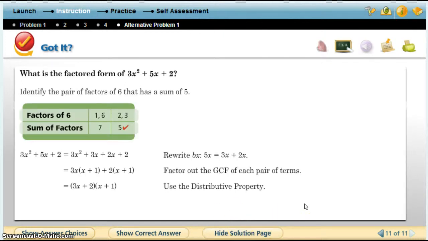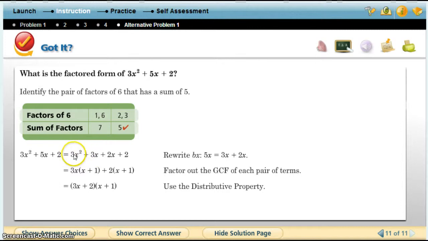Now, here is the table that I told you to create. There's only 2 sets of factors for 6: 1 and 6, and 2 and 3. 2 and 3 were actually the two numbers you had to multiply together originally to get the 6. That's your A and your C. So sometimes it works out that the two numbers you use at the beginning are the two numbers you need. Not all the time. But those are the two factors that work, and they've broken it down here for you. They've rewritten the bx, the middle term, into the 3x and the 2x. Now notice the reason they put the 3x first is because they were pairing it up with the 3x squared.